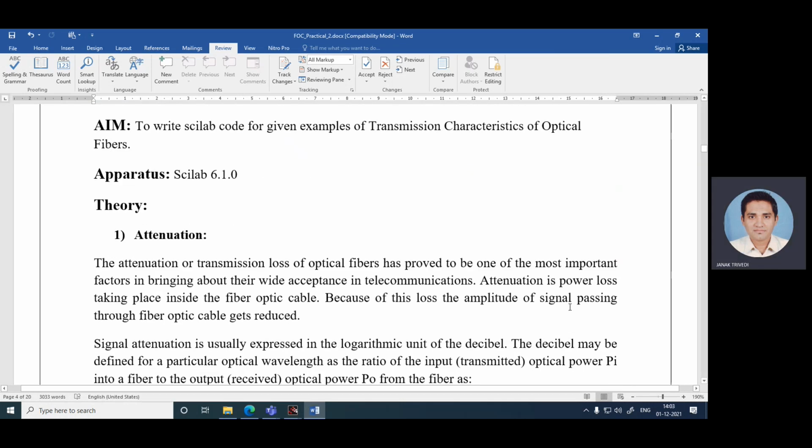First, attenuation. Attenuation or transmission loss of optical fiber has proved to be one of the most important factors in bringing about the wide acceptance in telecommunication. Attenuation is power loss taking place inside the fiber optic cable. Because of this loss, the amplitude of signal passing through fiber optic cables gets reduced.